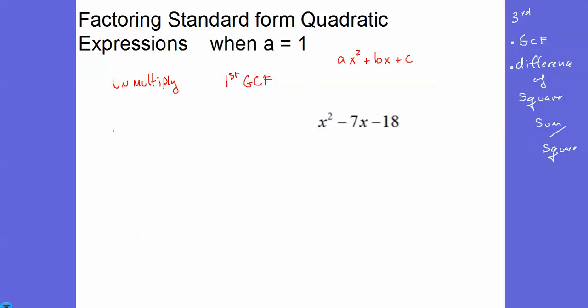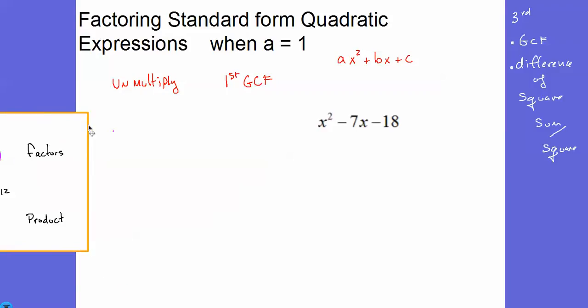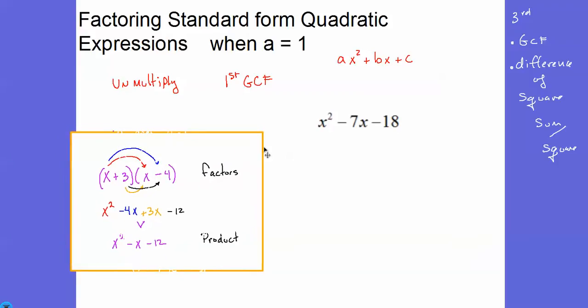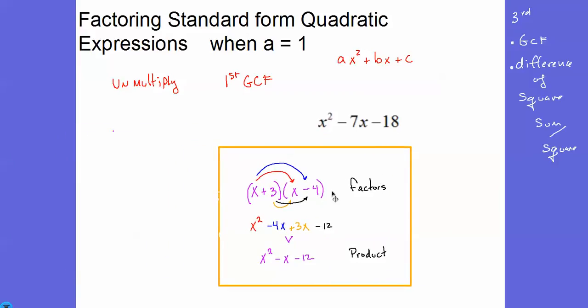Alright? Let's look at something here about unmultiplying. This is familiar to us. If we were given this problem, x plus 3 multiplied by x minus 4, we would double distribute or FOIL, and we would get x squared minus 4x plus 3x minus 12. We would notice that these terms need to be combined to produce the final product, x squared minus x minus 12. Well, again, as in the first one, our job in this particular case is to take the products and turn them back into the factors.